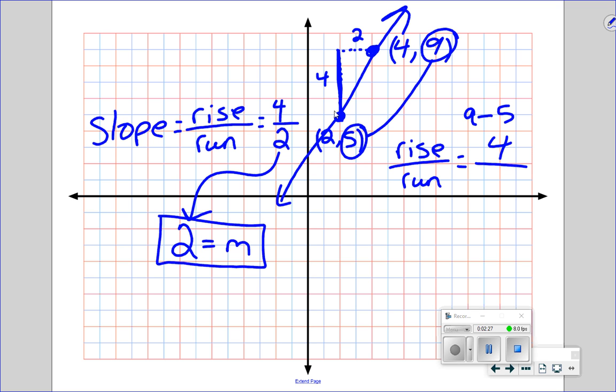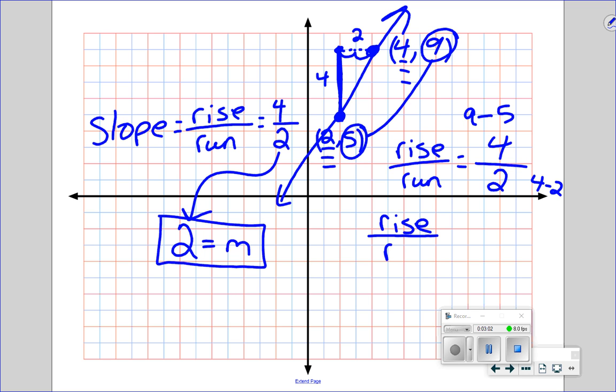The run is controlled by the x's. So I'm starting here at x equals 2, and I'm moving over to x equals 4. So to go from 2 to 4, that's going to be a run of 2. 4 minus 2. So to get my rise and my run, I can just use the y's and the x's of the points that I'm given. So basically the rise is the y's.